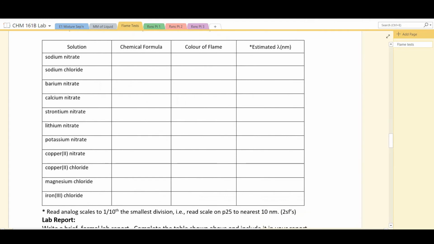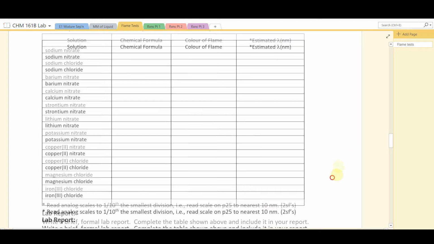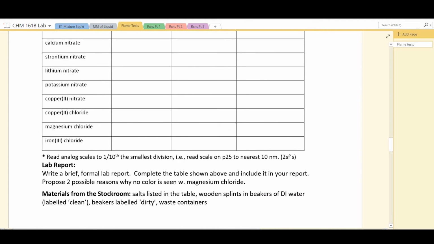Now, for those of you who are doing this experiment remotely, online, I apologize because the color rendition of the camera in these videos is probably not nearly as accurate as your eye, but nonetheless, give it your best estimate. Well, let's take a look at these flame tests, and then we'll come back and discuss what else you need to do for the purpose of the lab report.